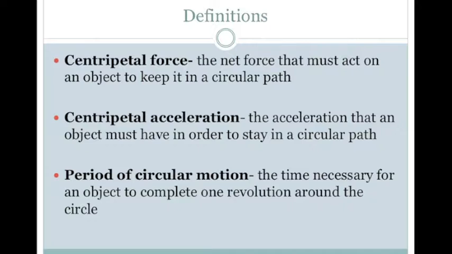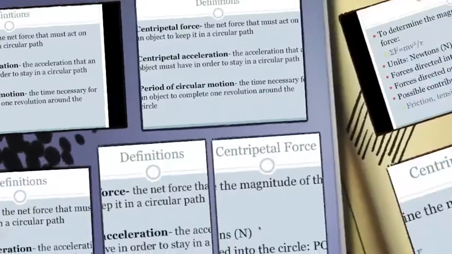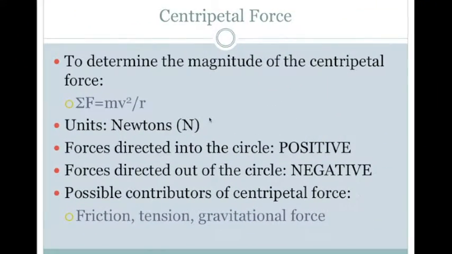The period of circular motion is defined as the time necessary for an object to complete one revolution around the circle. To determine the magnitude of centripetal force, use the formula sum of all the forces = mv²/r. m is the mass and has a unit of kilograms. Velocity, like any other velocity, has units of meters per second, and r is the radius, which has units of meters. Centripetal force has the unit of newtons, also known as N.